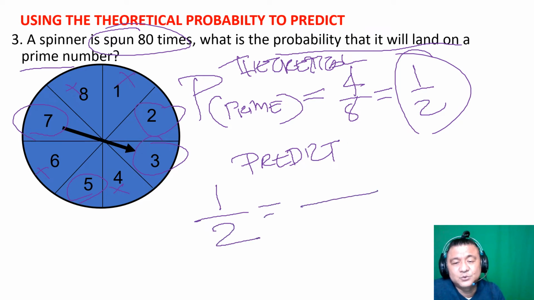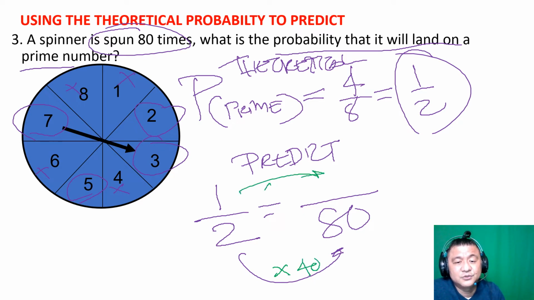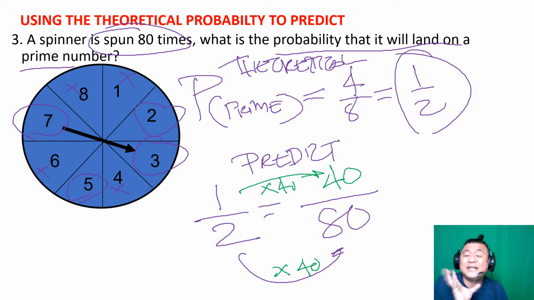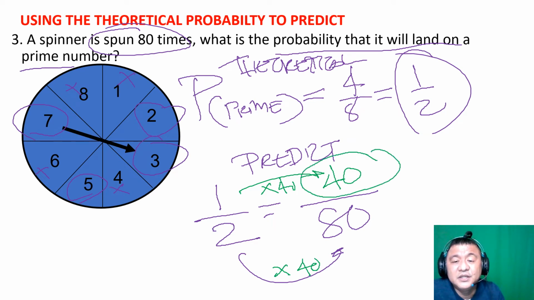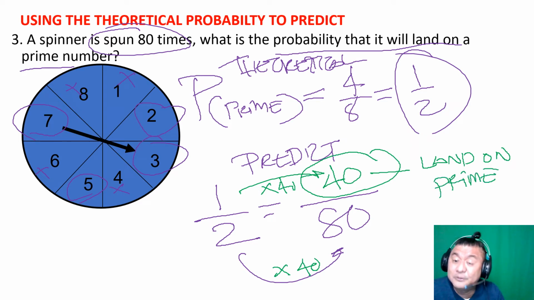But how many times will I throw it? Yes, 80 times. 80 goes down. And what pattern do you see? Times 40. Therefore, on top, I will also do times 40. So the answer is 40. If I spin it 80 times, I'm expecting, it may or may not happen, it will be near 40 times that it will land on prime. Okay? I'm expecting that, but it may not happen.